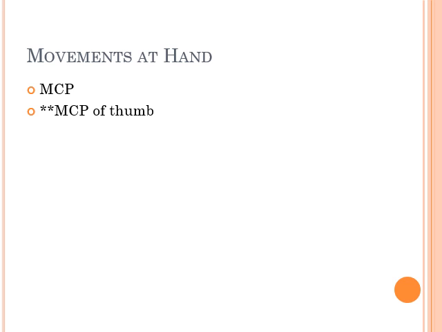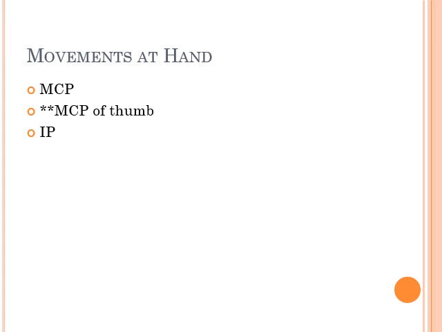That's because adduction and abduction along with opposition requires movement at the carpometacarpal joint at the thumb. So the MCP of the thumb is a hinge joint with only 1 degree freedom of motion. So that's an important thing to note with the difference with the thumb versus the other 4 fingers, okay?